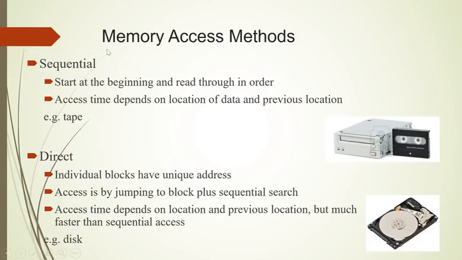This is sequence. In direct access, individual blocks have a unique address. The access is by jumping to the block, plus a sequential search. Access time depends on the location and the previous location, but it is much faster than sequential. What does that mean? Even on that disk, they have a block address. They have a unique address for each block, even though it takes time based on the current location, the previous location, and the new location you want to move to.